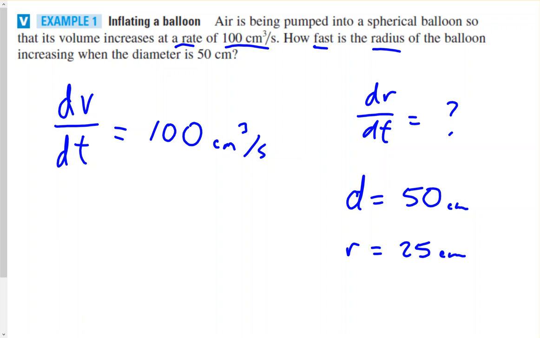So now we need to have the formula that connects all of this. We recognize that it's a spherical balloon, so we can use the formula for the volume of a sphere. The volume of a sphere is V equals 4/3 pi r cubed.